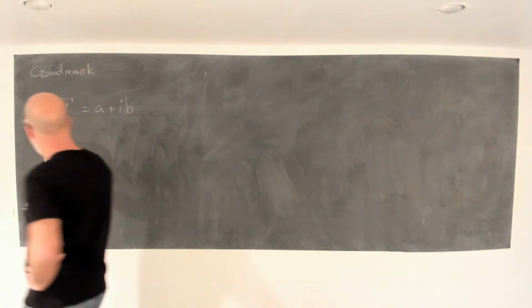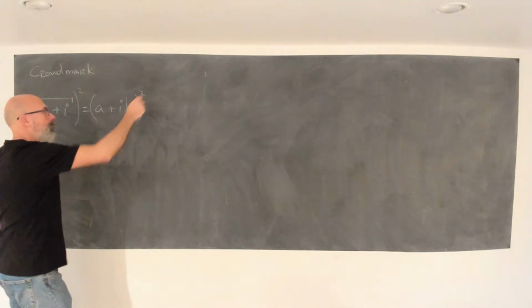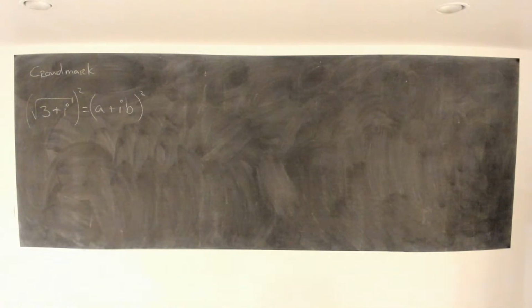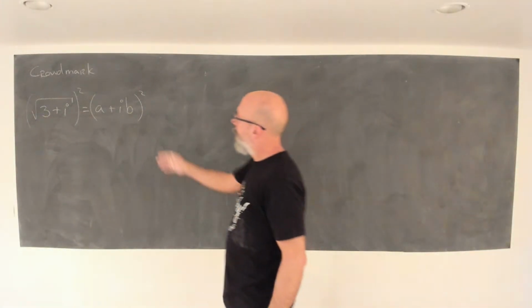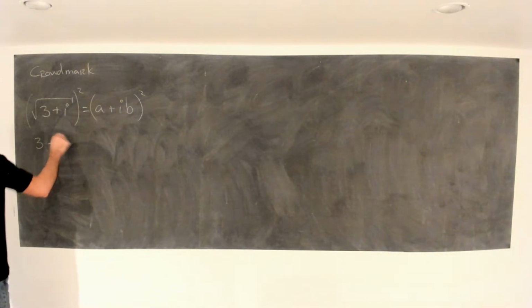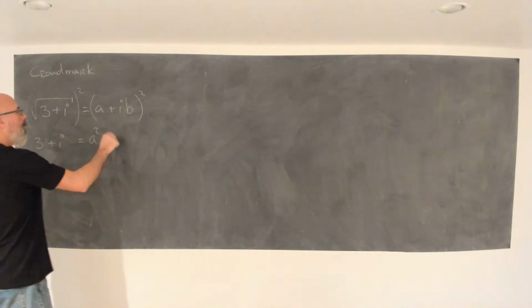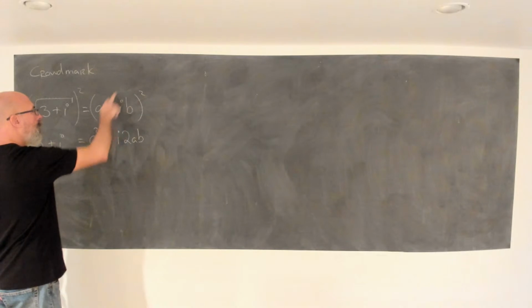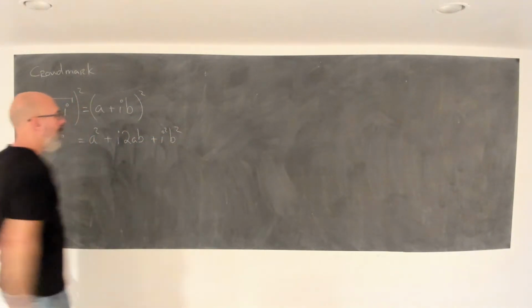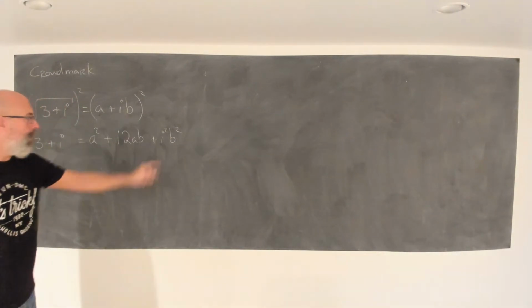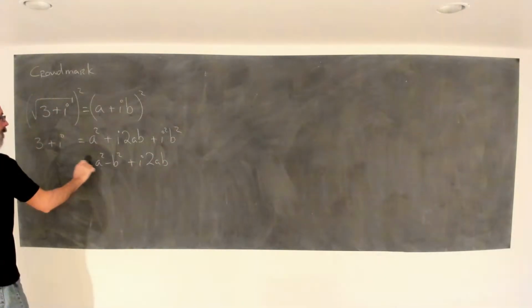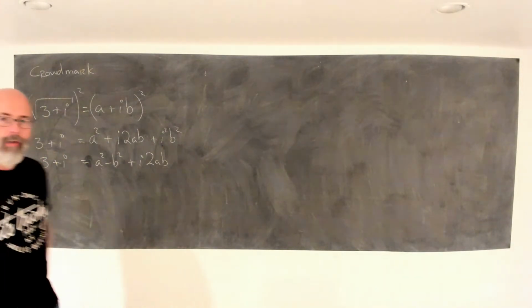So if we square both sides, if you do the same to both sides, equality is maintained. What happens if we square both sides? Left-hand side becomes 3 plus i. Right-hand side, a squared, this times 2, so i 2ab, and then plus this square. But of course you know i squared is -1. So this is a squared minus b squared plus i 2ab, and this is equal to the left-hand side.